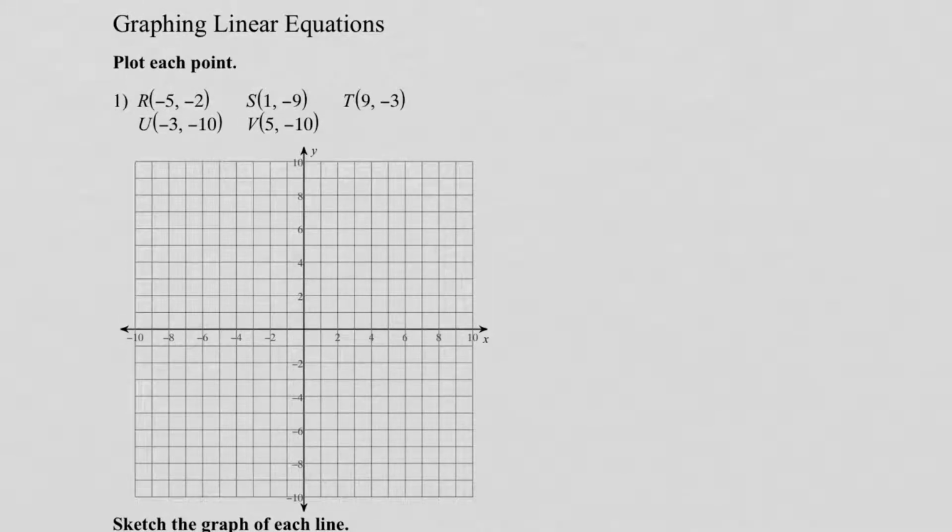Hello there, we're on to our second unit, which is about graphing linear equations. The first thing we'll look at is plotting points. So a couple of things to review about graphs before we plot these points.